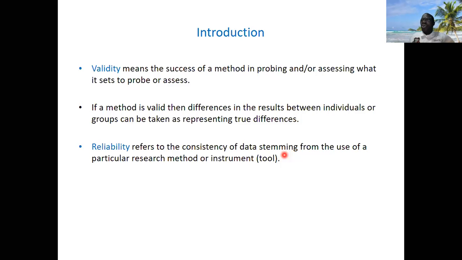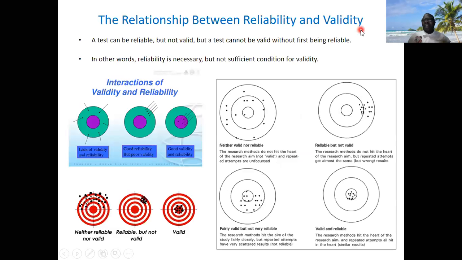The next slide will show us an infographic that gives a mental picture of how to differentiate between the two and how they are related. Look at the first picture here and try to look at the interaction of validity and reliability. This one is showing somebody shooting a dart, shooting arrows. You see in this first one, there's a lack of validity and reliability. The target is the purple area, that is the center.